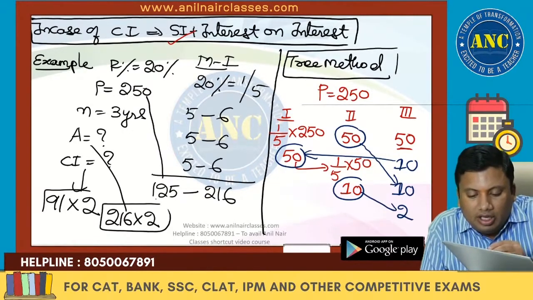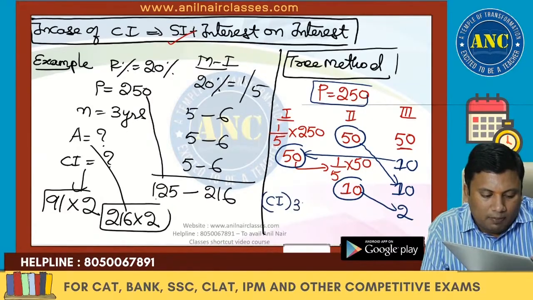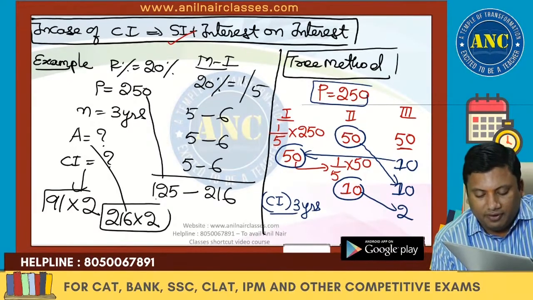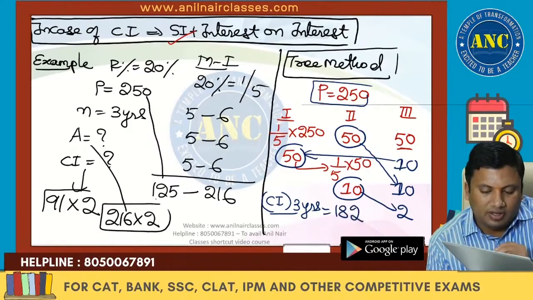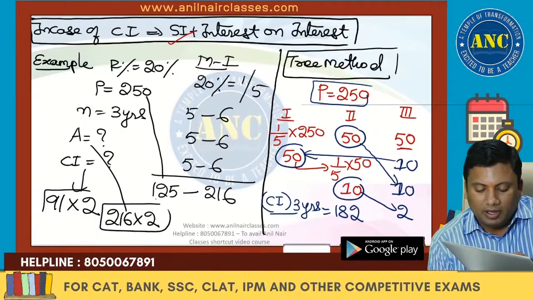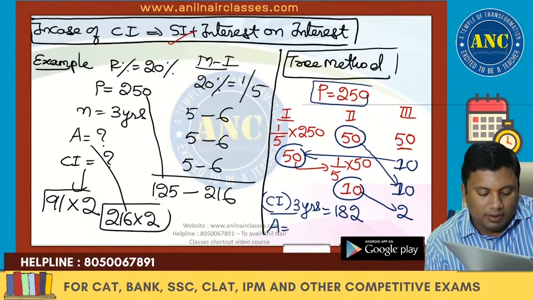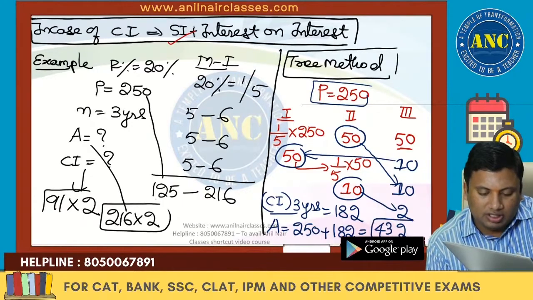Now, the principal is 250. Compound interest for 3 years is nothing but 50, 50, 50, which is 150, plus 10 plus 10 plus 10, 30, so 180, plus 2, 182. The same answer we got. Amount is principal plus compound interest: 250 plus 182, 432. 432 is the answer.